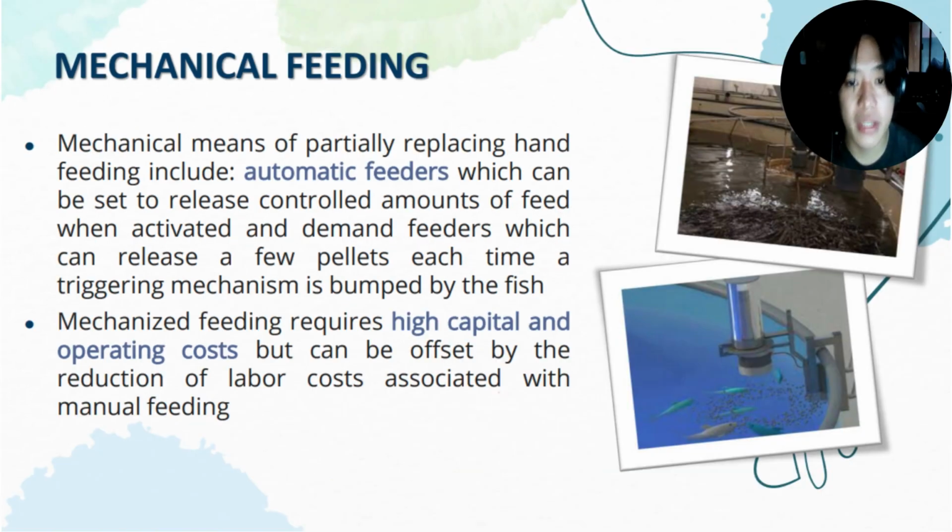In mechanical feeding, there are two types of feeders being used: the automatic feeders and the demand feeders. When you say automatic feeders, it is set to release a controlled amount of feed when being activated. For the demand feeders, it can release a few pellets each time the triggering mechanism is bumped by the fish.